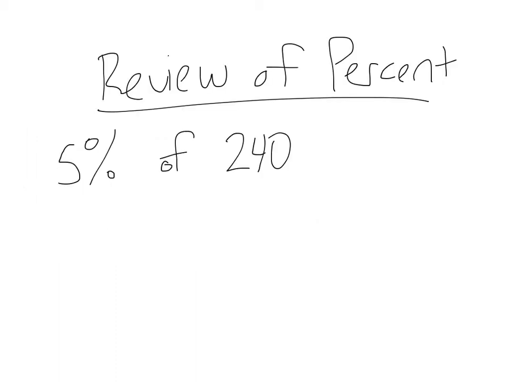So before we get into the stuff we have for today, we need to review percent and just make sure we're okay with that. And so if I said, what is 5% of 240? What's the operation you would think of? Well, I hope you think of multiplication, and we're going to multiply 5% times 240. However, we can't leave 5% as 5%. We need to change it to a decimal, and the decimal of 5% is 0.05.